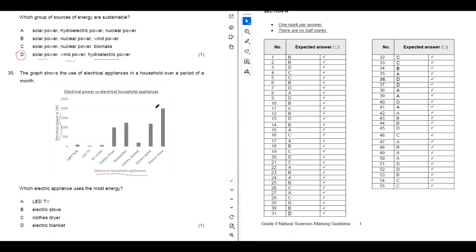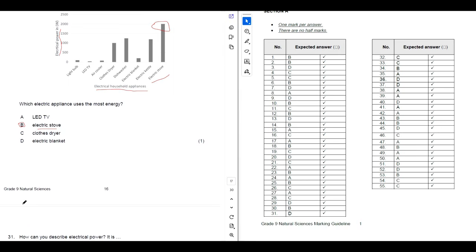And it's easy, guys. We just check our bars and we can see that the highest will be the electrical stove, and the electrical stove is option B. So our answer will be option B.